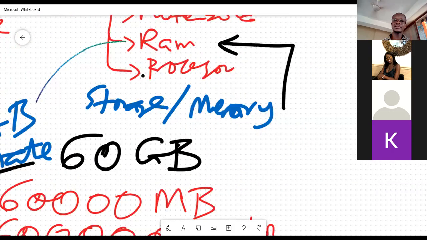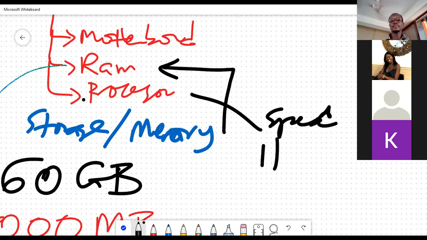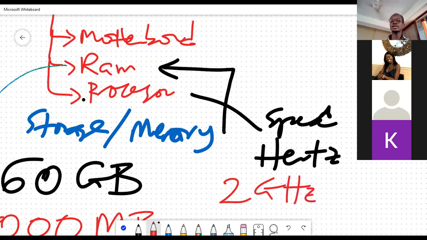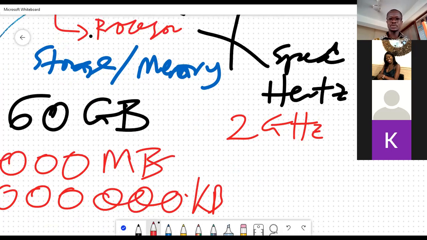The processor, like I said, measures the speed of the computer, and speed is measured in what? Hertz. So someone can buy a computer that is 2 gigahertz. I don't want that computer. If you dash it to me, I won't take it. Even if you give it to me for free, 2 gigahertz is too slow for the things that I do. It won't help me. So obviously gigahertz, then megahertz, 2000 megahertz. The mega and giga and all these things, you're supposed to know as a scientist or engineer to be, whatever you want to be. So let's get to know that.